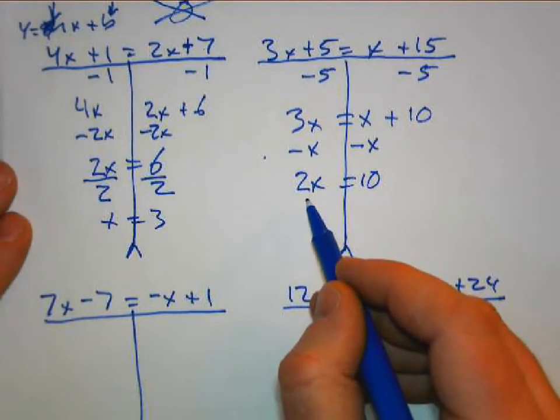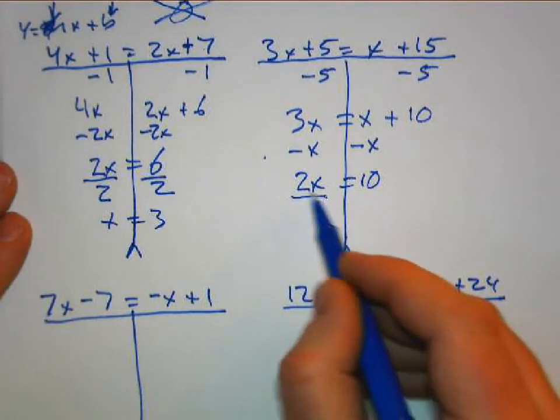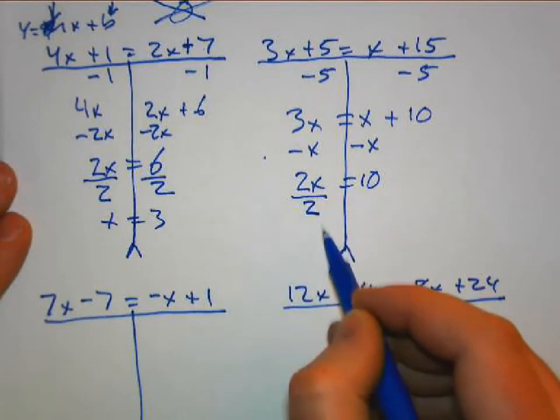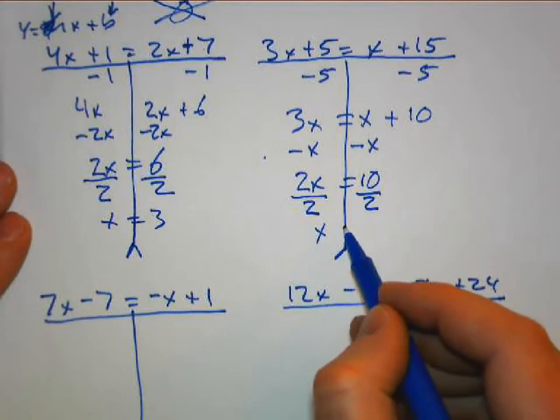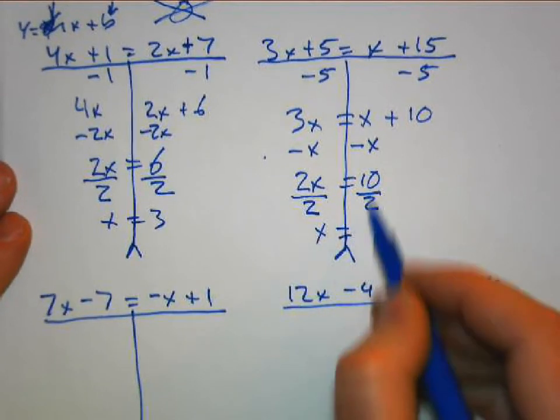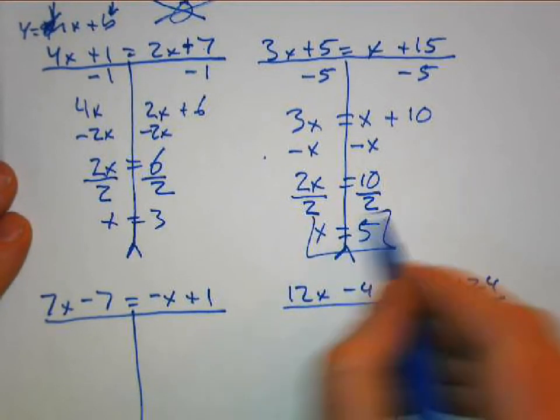You already know the answer, but show your steps, because this is how we learn our steps and make sure that we're not forgetting or leaving anything out. 2x divided by 2 leaves me with x. I divided by 2 over here. I need to divide by 2 over here. So x becomes 10 divided by 2, 5. X equals 5.